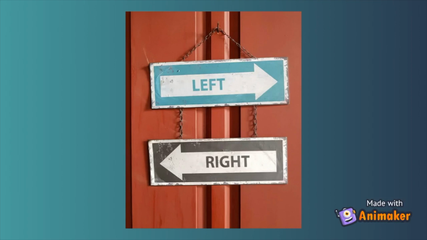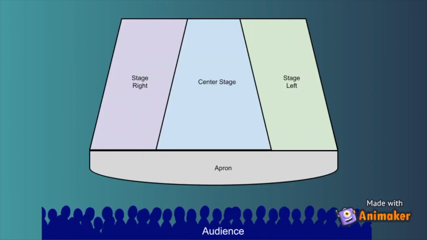Stage left and stage right are always referring to the actor's left and right sides as they're facing the audience. Here's what those areas of the stage look like. If your director asks you to go left, you'll end up on the green side of this stage diagram.